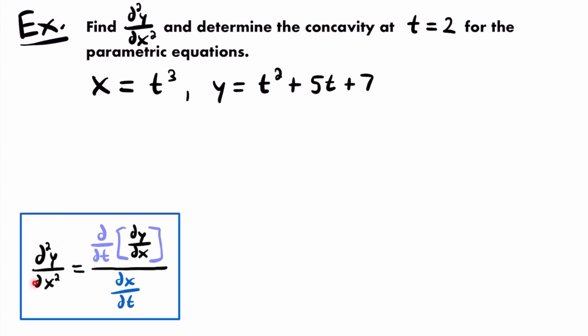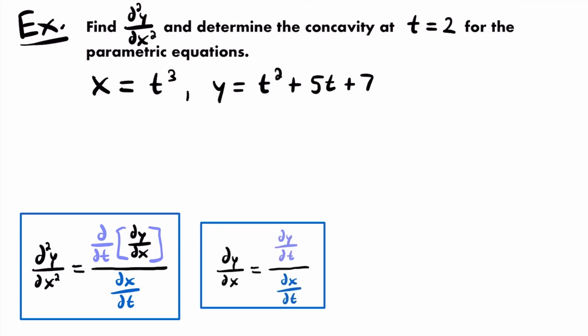All right, and in order to find the second derivative, we need to know the following formula: the second derivative for a set of parametric equations is equal to the derivative with respect to t of dy dx, that's the first derivative of our parametric equations, divided by dx dt. Before we can find the second derivative, we need to find that first derivative, dy dx. So let's find that first.